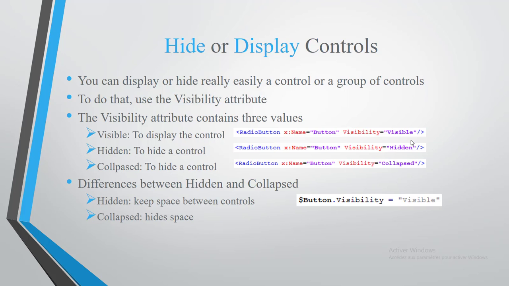So to use the visibility attribute in a PS1 file, just add the visibility attribute to your control, with the value visible to display the control, or hidden or collapsed. The difference between hidden and collapsed we will see just after. It's pretty simple. The hidden value keeps the space of your control and the collapsed value hides the space. In my case, I always use the collapsed value.